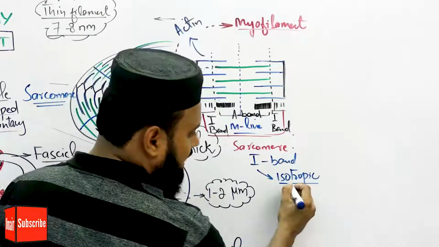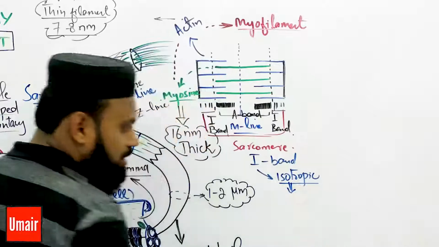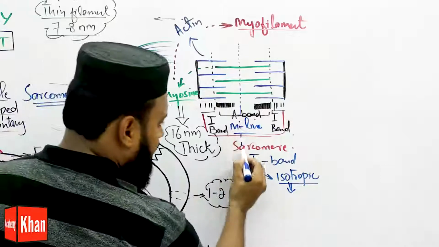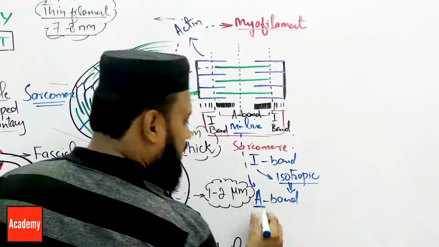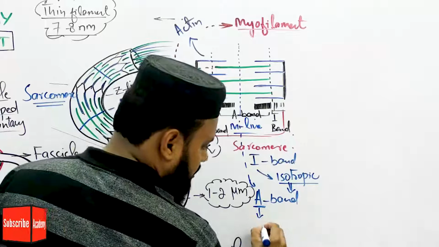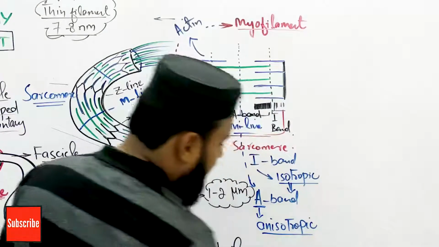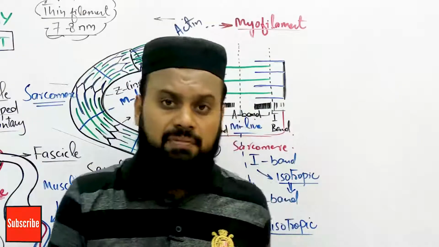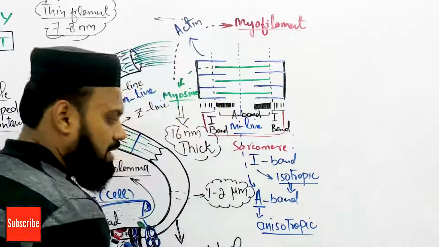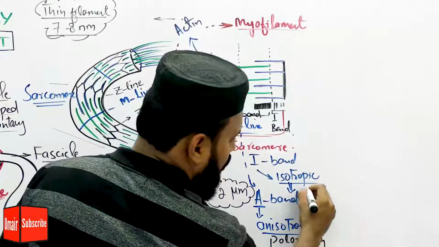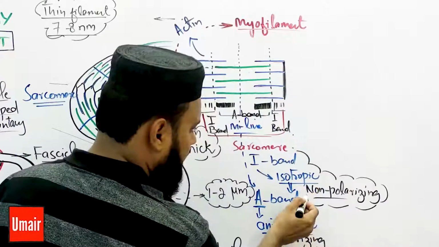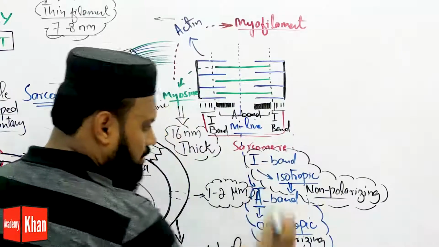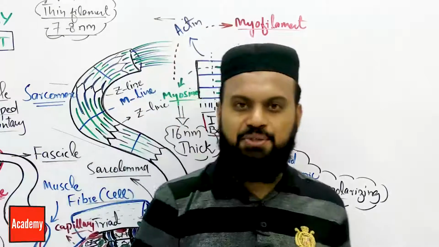Isotropic material is that material which cannot polarize the visible light. And in the same way, the A band, A stands for anisotropic. Anisotropic means they can rotate a plane of polarized light, or they can polarize the visible light. So I just mentioned here polarizing and non-polarizing. I'm just separating it so you don't confuse both the terms, and remember it as carefully as you can.